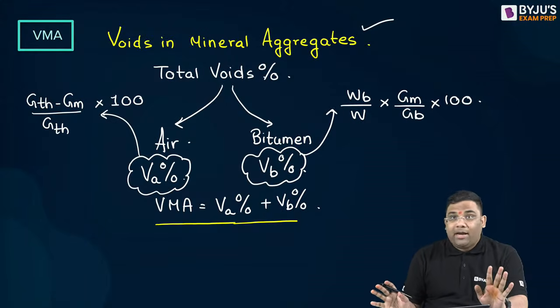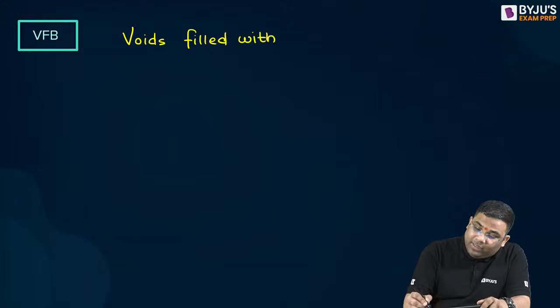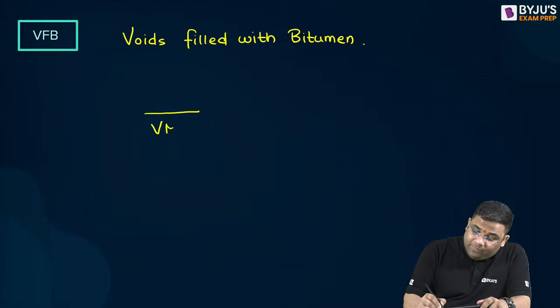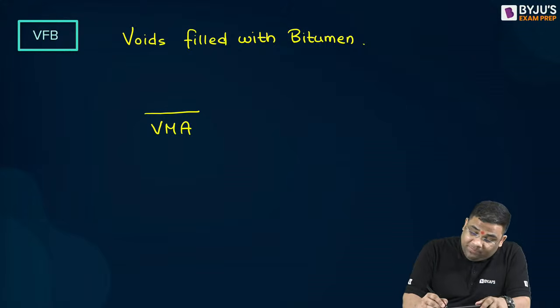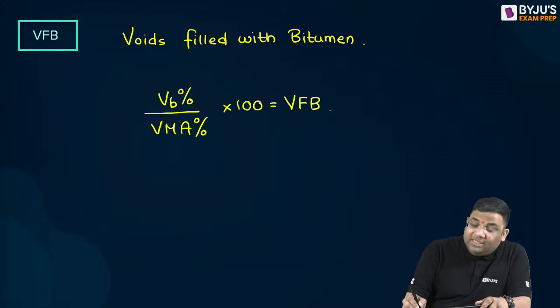Very easy thing, right? So the next thing is VFB. This is the percentage of voids filled with bitumen. Now this is very easy. Total voids is what? VMA, right? And how many are filled with bitumen? That is VB percentage. So VB percentage by VMA percentage into 100 will give me VFB.